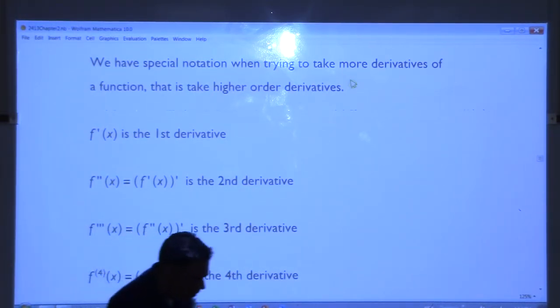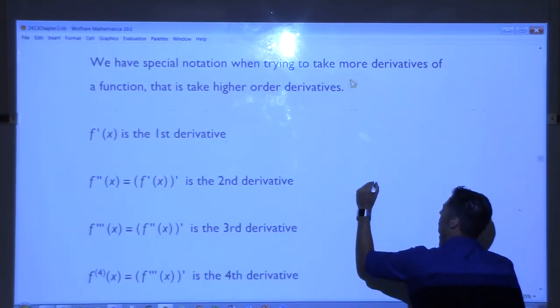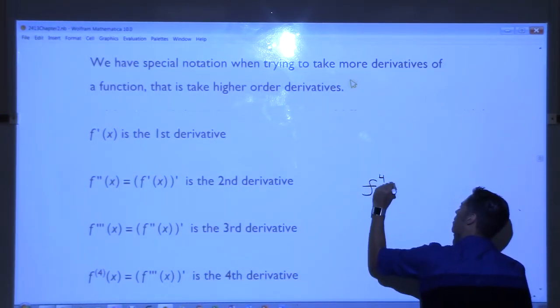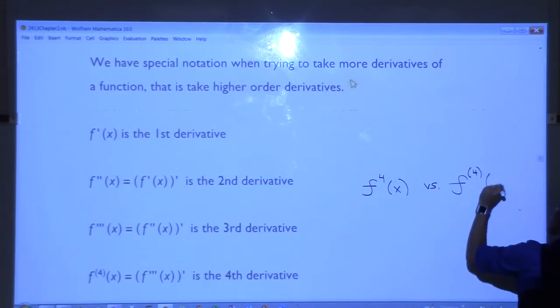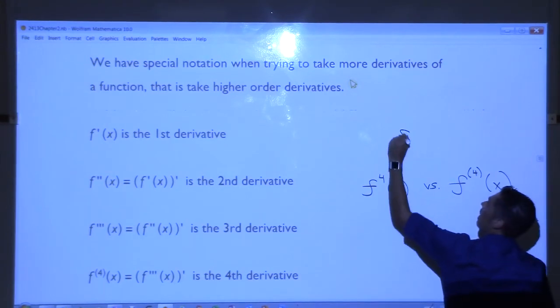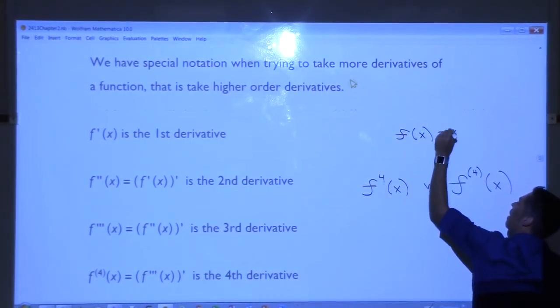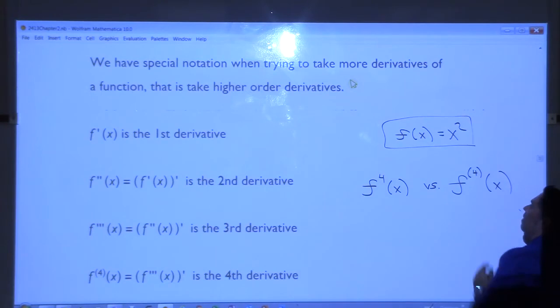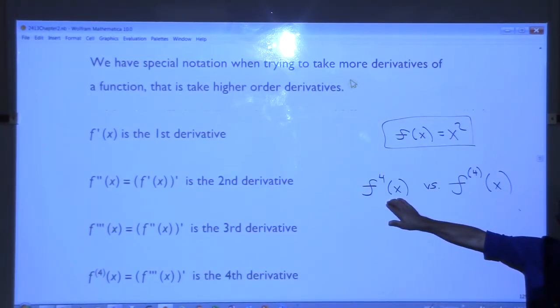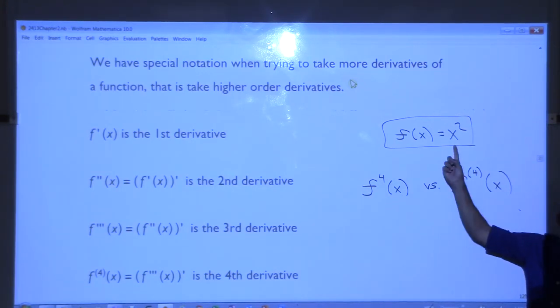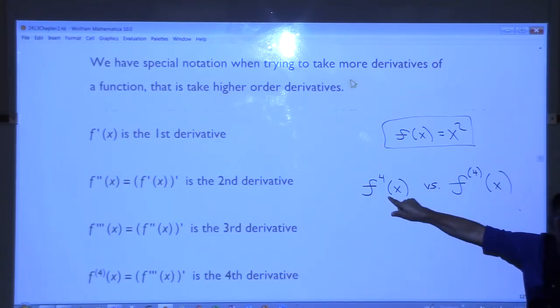Now, be real careful here because there is a difference between somebody writing this and somebody writing this. Let's say somebody gave us the function f of x is x squared. What's this? This is that function raised to the 4th power. So this right here is x squared times x squared times x squared times x squared.